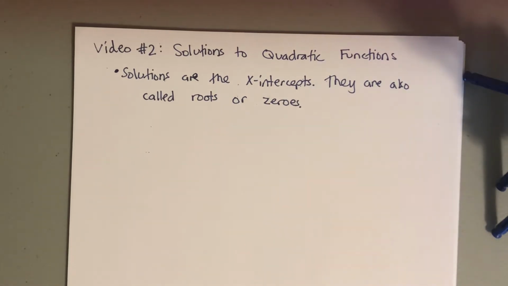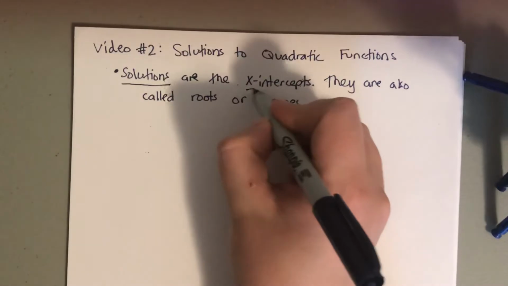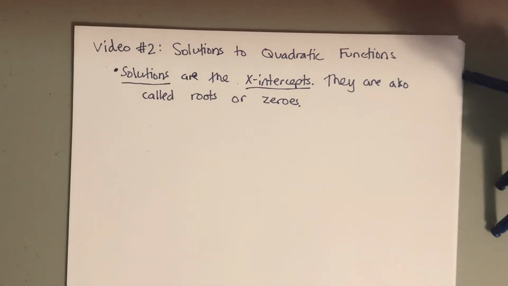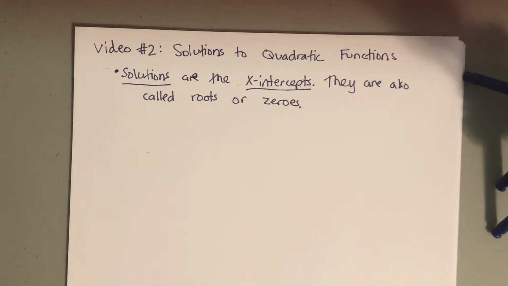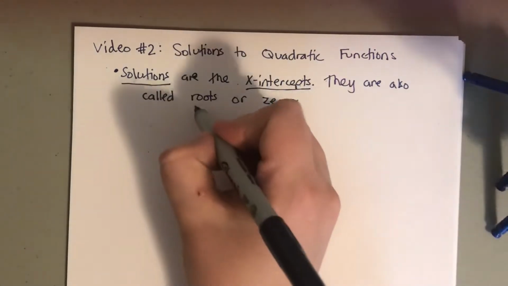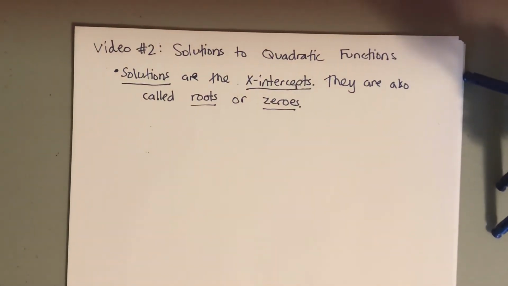Now, in a quadratic function, the solutions are really just the x-intercepts. Every time the graph of a quadratic function crosses the x-axis, that's a solution. And sometimes people also call these roots or zeros. These are all just names for the same thing. They're all just different ways to say solutions or x-intercepts.